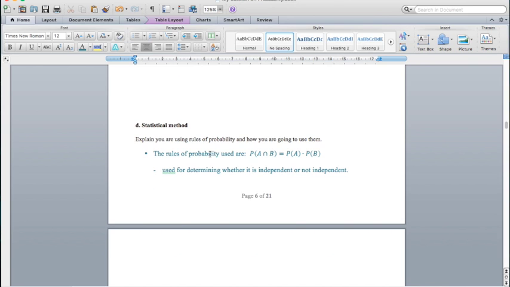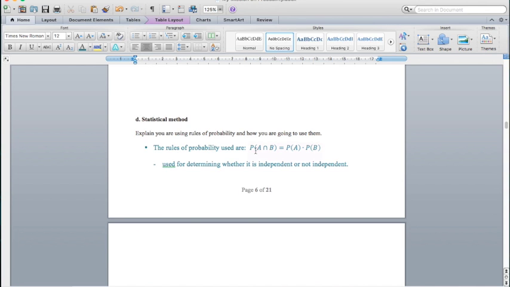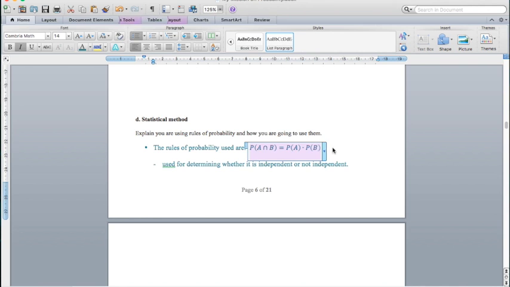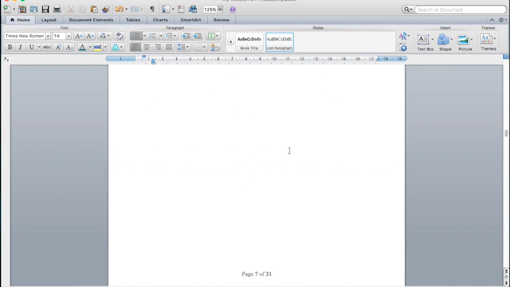Then one of my statistical methods I used were the rules of probability and how I'm gonna use them. I used this rule right here to determine whether they are independent or not independent.